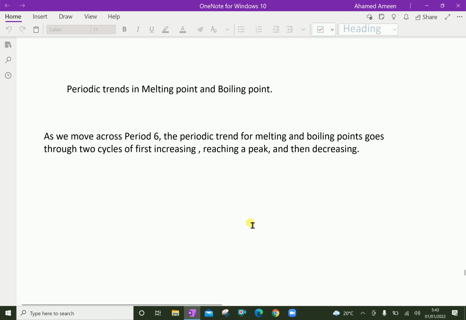That means here, as we move across a period, melting and boiling points go through 2 cycles of first increasing and reaching the peak and then decreasing.